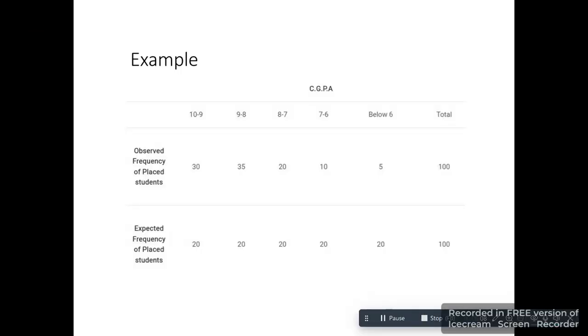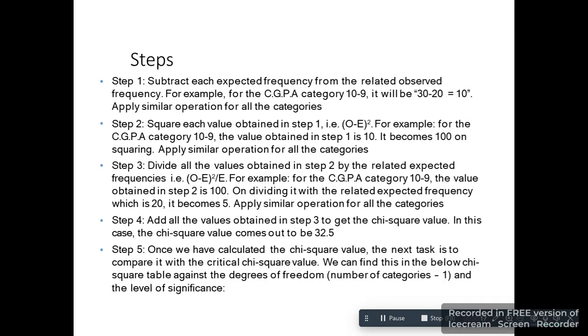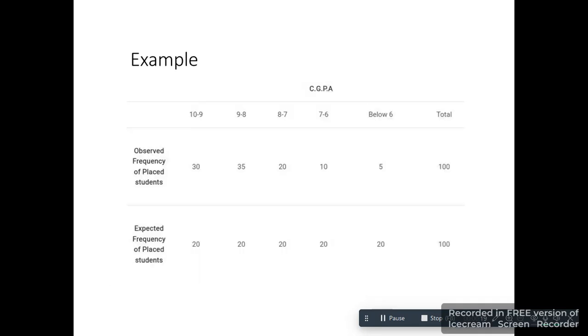So the next part is the observed and the expected values in this table. In the CGPA category 10 to 9, there are 30 students who get placed into the company. In the 9 to 8 category, 35 students are placed into the company.